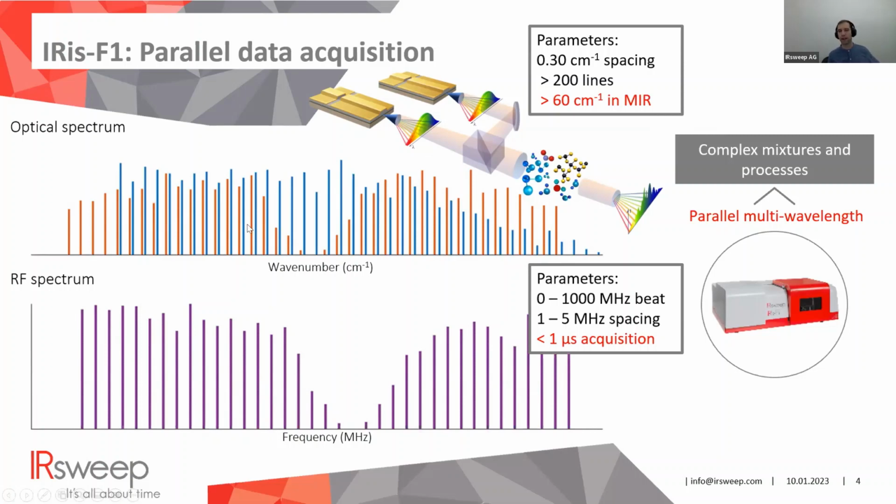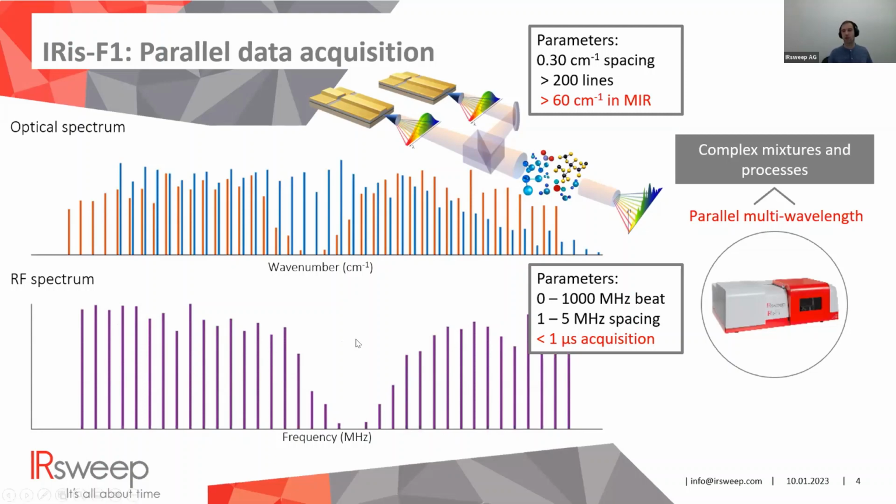We have more than 200 lines emitted by each frequency comb, which result in a coverage of more than 60 wave numbers somewhere in the mid-infrared. When we look at the acquisition side of things, we have all those 200 beat notes in the range of 0 to 1000 megahertz, which means we have somewhere between 1 and 5 megahertz spacing between those beat notes in the radio frequency. Why is this important?